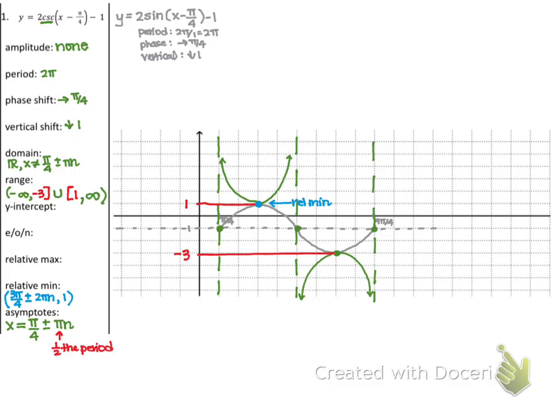Relative max, back to our graph. This guy in orange, that's a relative max because it is higher than all of the other points around it. So it looks like we're at 7 pi over 4 plus or minus, I'd need a full other period to actually see where it is, so 2 pi n, comma, and that is down at -3.